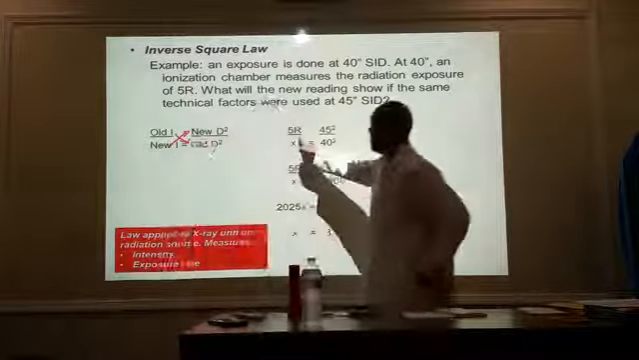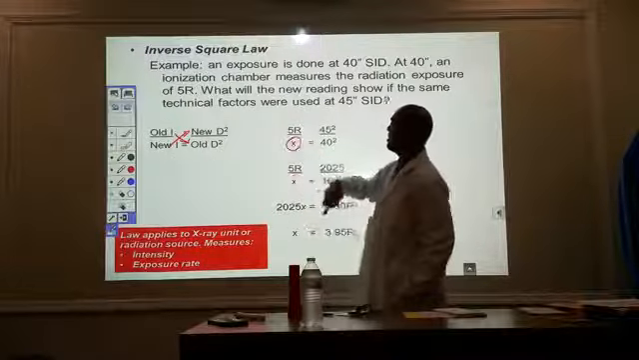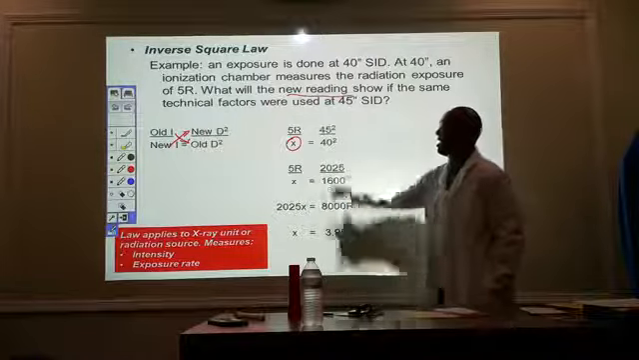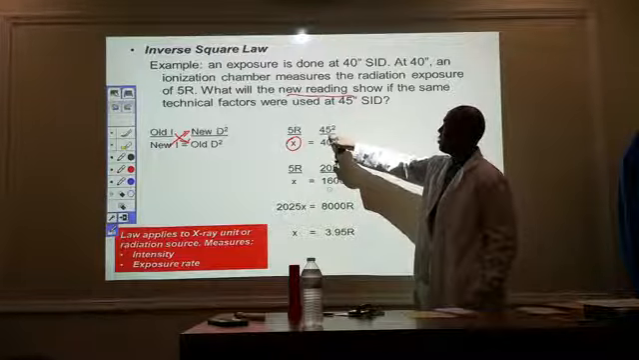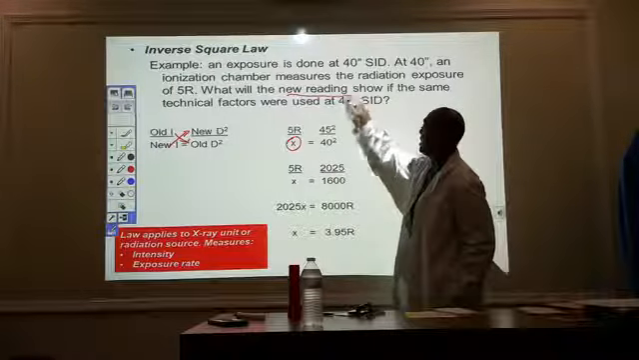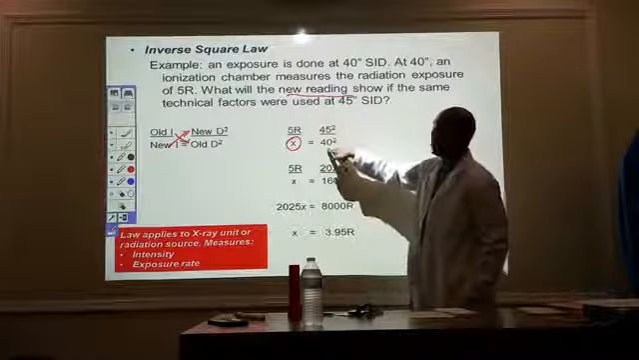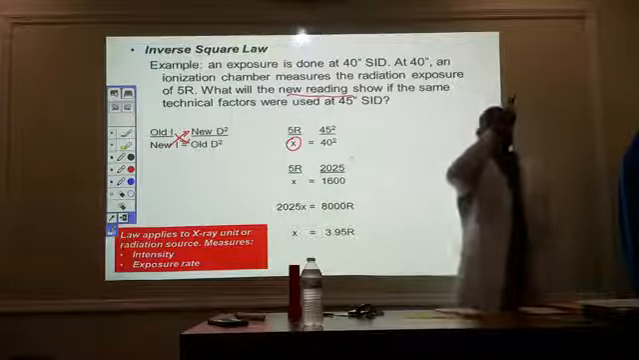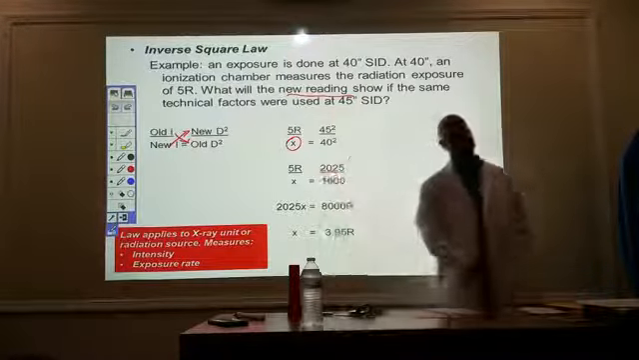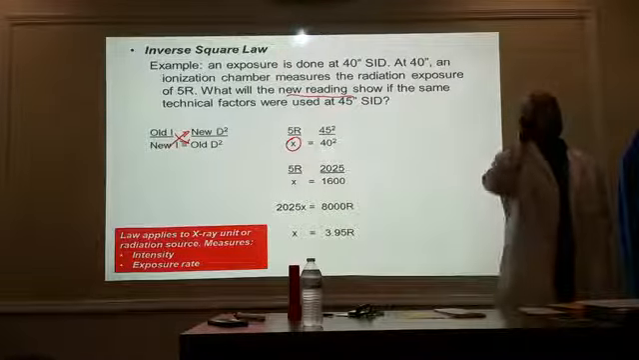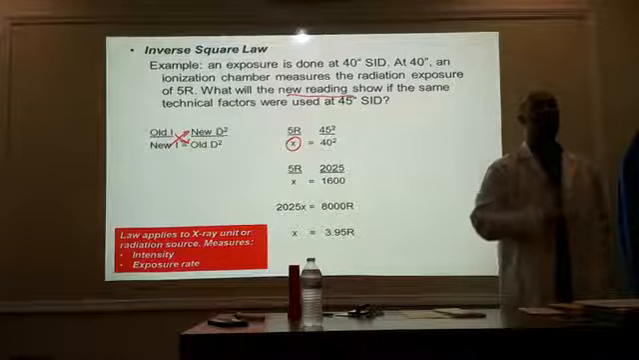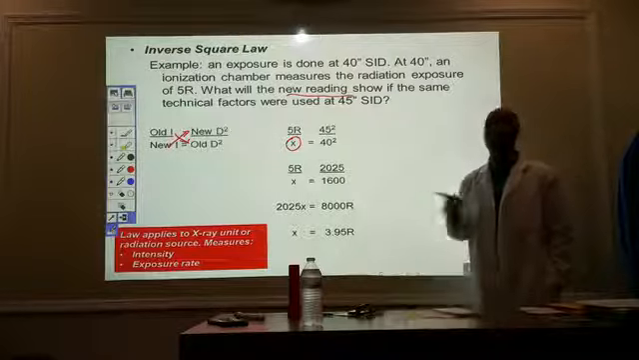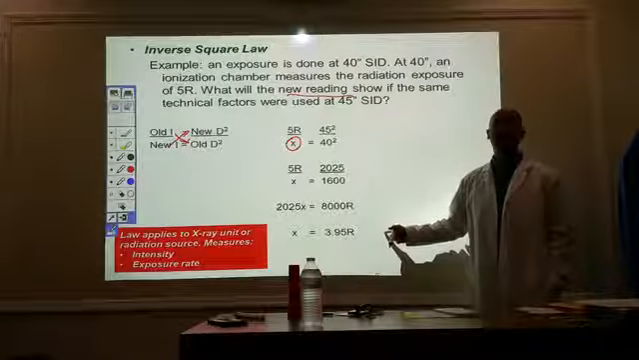Old intensity is 5R. We're looking for the new intensity, because we're looking for the new reading. The new intensity is equal to the new distance squared, that's the new distance we're going to apply this formula to, over the old distance squared of 40 squared. Okay? Before you cross multiply and divide, square your distances first. Square them first. If you don't square them first, you're going to come up with a completely different answer. I'm going to have to mark you wrong for it.